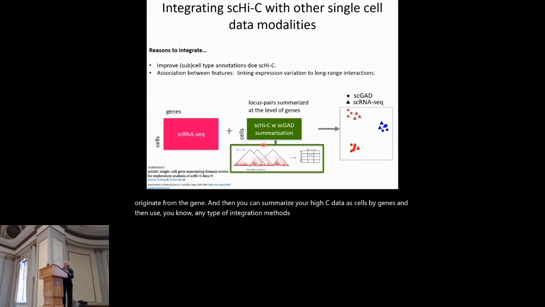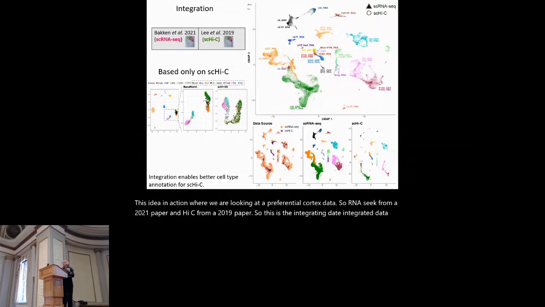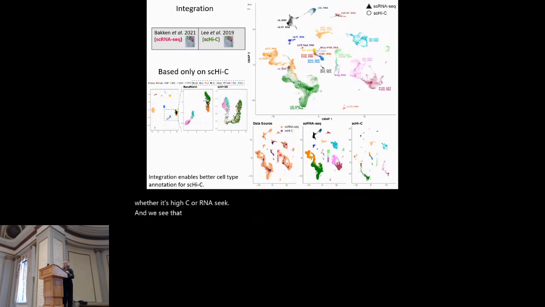So I have this idea in action where we are looking at prefrontal cortex data. RNA-seq from a 2021 paper and Hi-C from a 2019 paper. So this is the integrated data. The labeling indicates the data source. This is perhaps a better view. The colors indicate whether it's Hi-C or RNA-seq, and we see that there's really nice integration. And in this case, integration really helps to separate the cell types in the Hi-C domain, which is much more sparse compared to the RNA-seq domain. In this specific example, it helped us to separate the excitatory and inhibitory neuronal types for Hi-C cells.